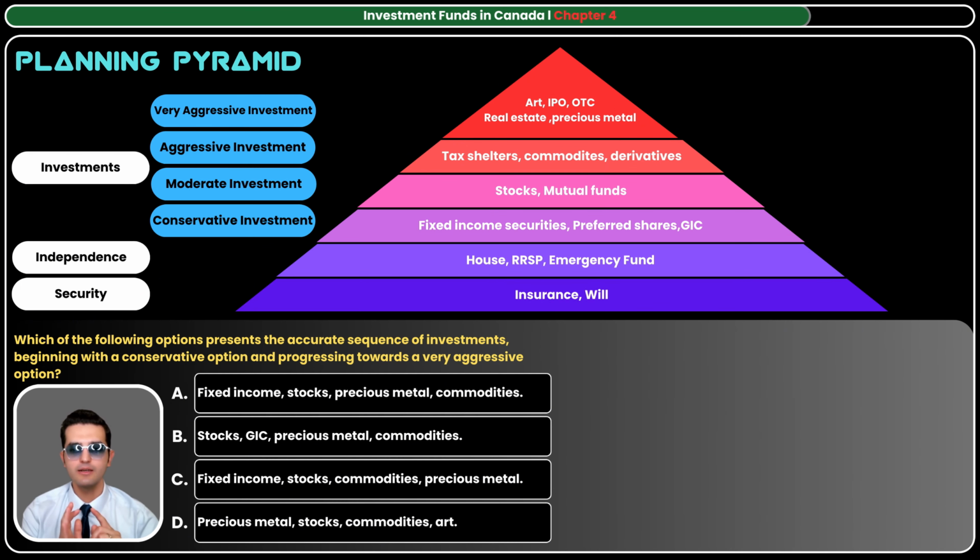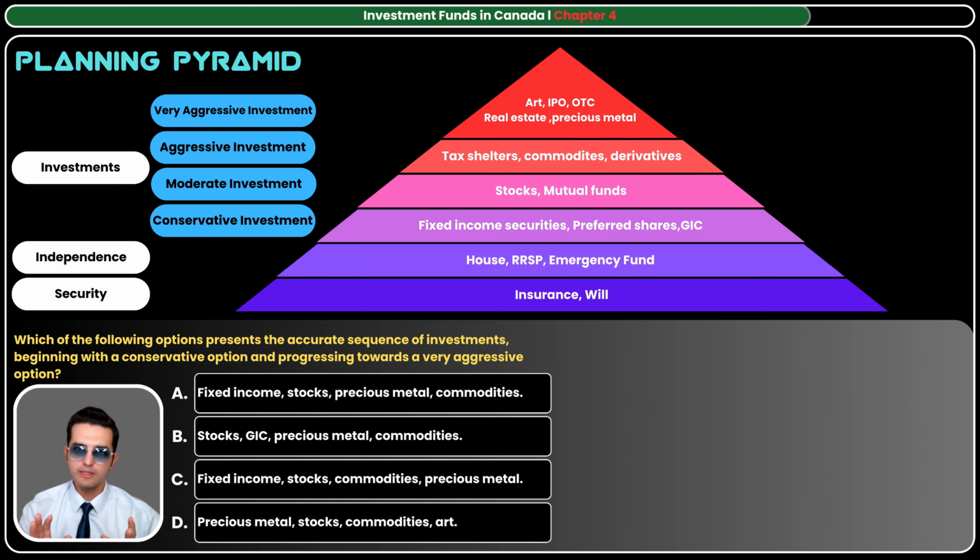A. Fixed income, stocks, precious metals, and commodities. B. Stocks, GIC, precious metal, and commodity. C. Fixed income, stocks, commodities, and precious metal. And D. Precious metal, stocks, commodities, and art.